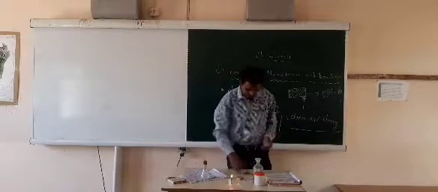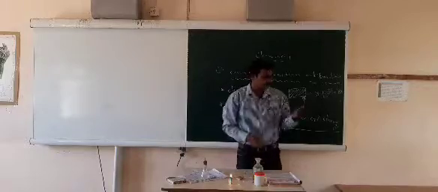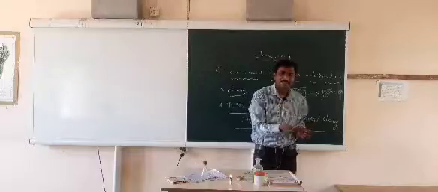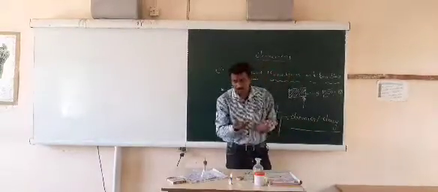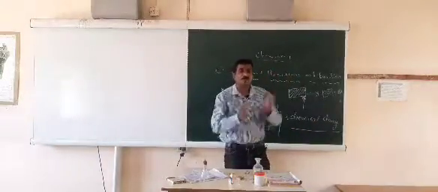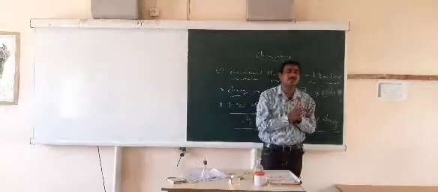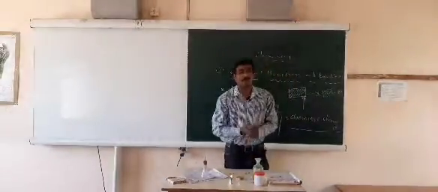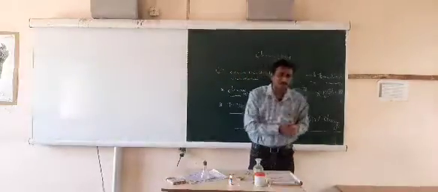This is the white paper. So this is the black color ash of it, and it is not possible to again make the white paper. It means whatever chemical change is going on, it is a permanent change. It is not a temporary change.